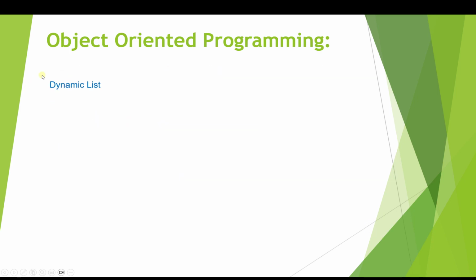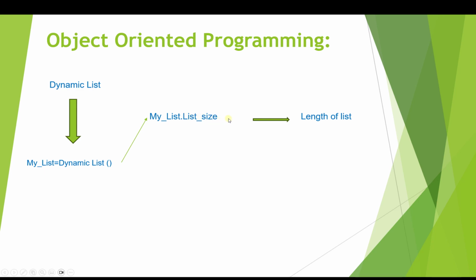But as a practice, in the next section, we define a class for a dynamic list, and we try to have a dynamic list. We say my list is equal to dynamic list, and we can say, for example, my list 1 is equal to dynamic list, my list 2 is equal to dynamic list, and so on. For example, my list 10 is equal to dynamic list. And then we want to have the list size. We can have access to that by, for example, my list size, and it returns the length of the list.